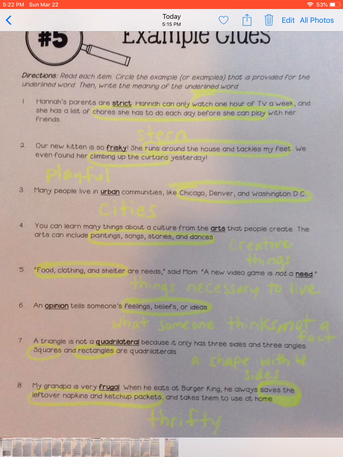Oops, sorry. Number 6, examples of opinions are feelings, beliefs, or ideas. So I said an opinion must mean what someone thinks, which also is not a fact. All right, number 7, examples of quadrilaterals are squares and rectangles. So quadrilaterals must mean shapes with 4 sides.